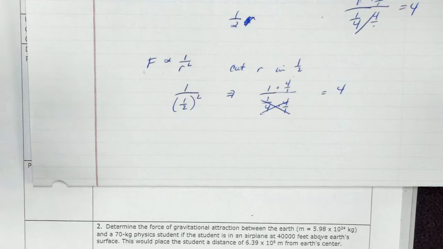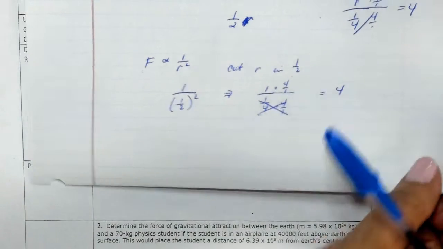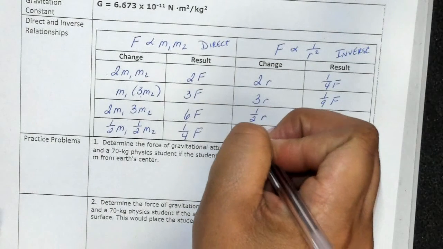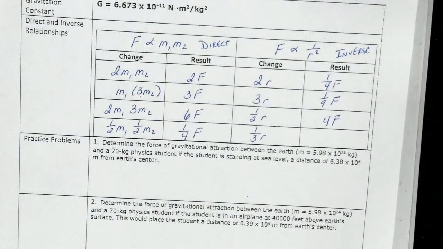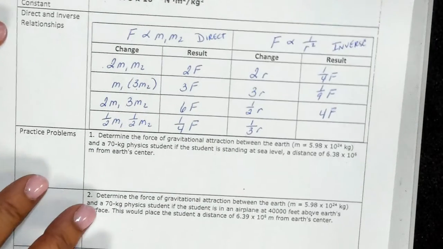Any questions on this one? All right. Try this one. Don't say it out loud, though. Try it on paper and see what you come up with. We have 1/3 of the original radius. Don't say it out loud. Work it out. See what you get.